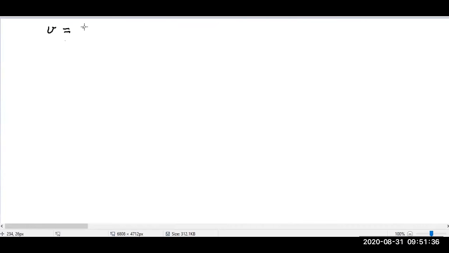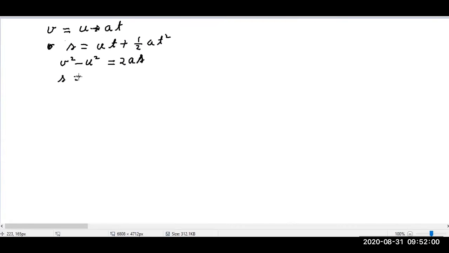v equal to u plus at. Then we had written s equal to ut plus half at square. Then we have written v square minus u square equal to 2as. Then we had also written this formula, s equal to (u plus v) by 2 into t. And if you have not written any of the formulas, you can write it again.